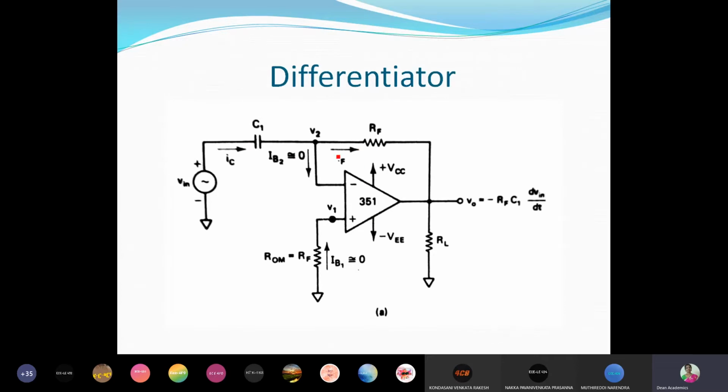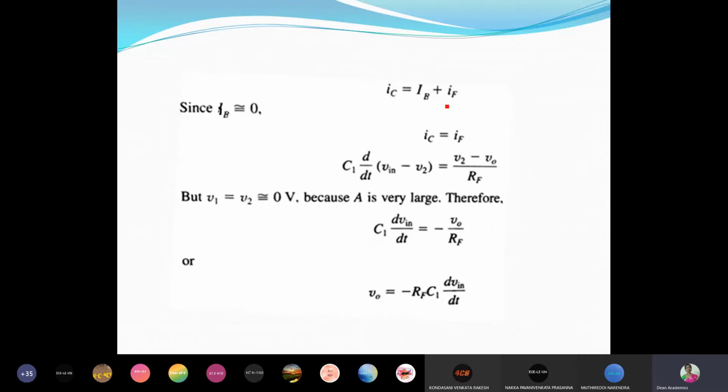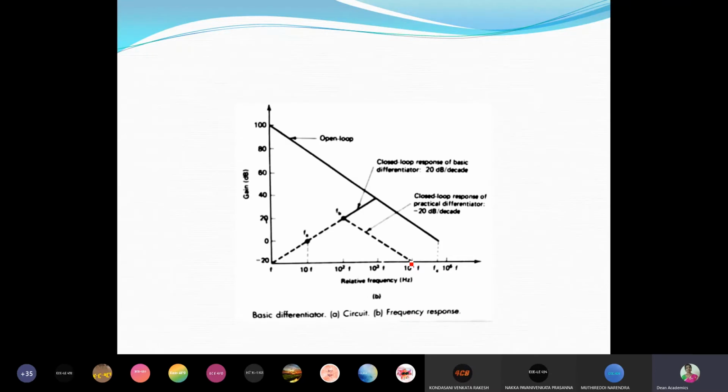When you exchange them, again the same KCL we write here. Here it is 0, so IC is equal to IF. What is IC? What is IF? When you rearrange this equation, you will get V0 is equal to some derivative of V in with some constant. Therefore, we say that it acts as a differentiator.